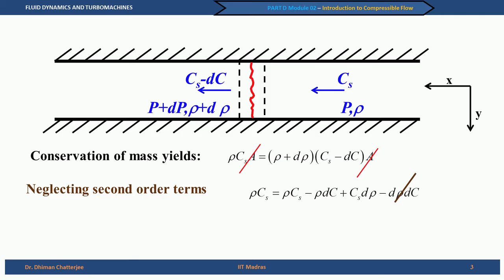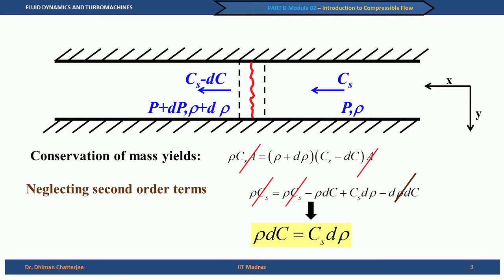So, we can now simplify, because we know that rho C s gets cancelled from both sides of the equation, and finally, we end up getting that rho d c is equal to C s d rho. This is what the mass conservation or continuity equation gives us.